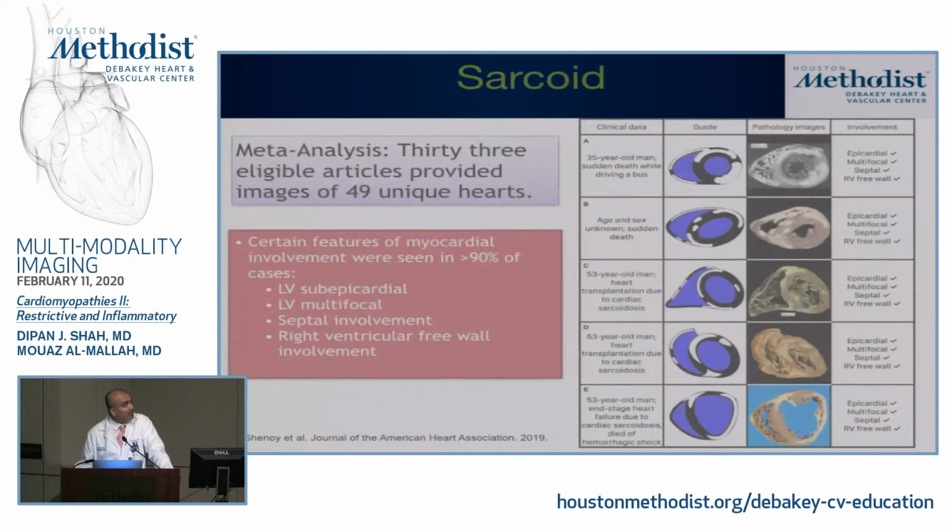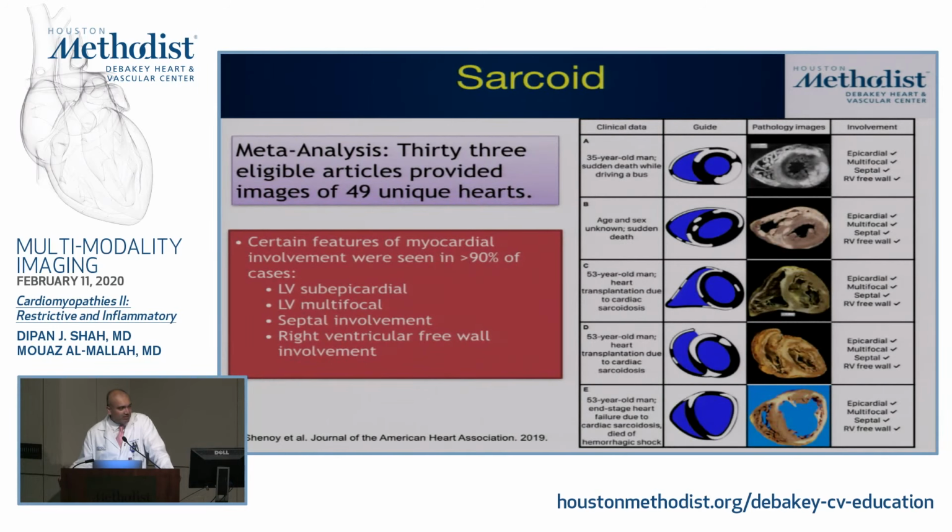Now, let me show you this meta-analysis which just came out in the last few weeks in the Journal of the American Heart Association, where they looked at a series of publications where there were actually autopsy images of patients with cardiac sarcoid. And they went through and looked at the images and characterized the location of the abnormality. And there were several interesting findings that they noted.